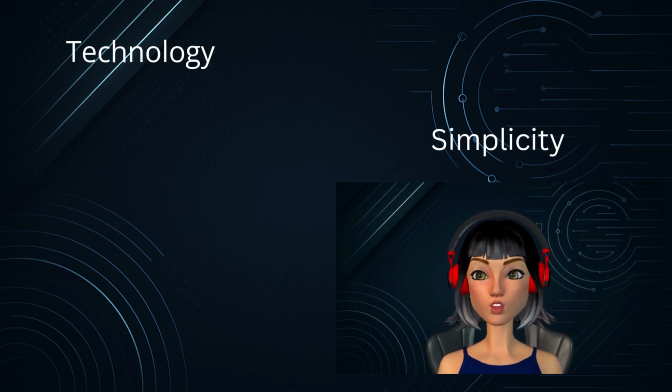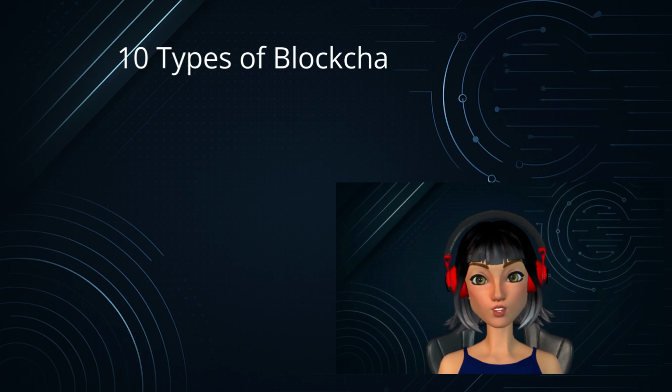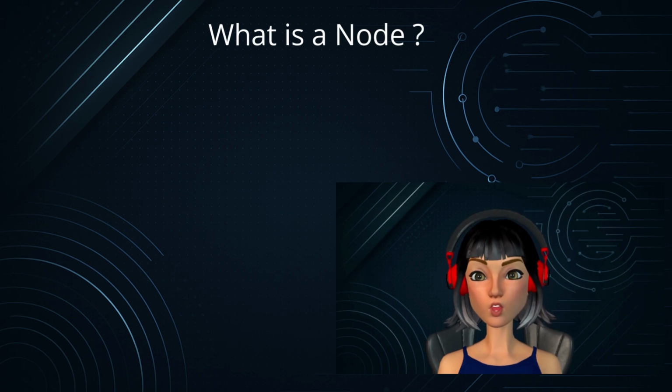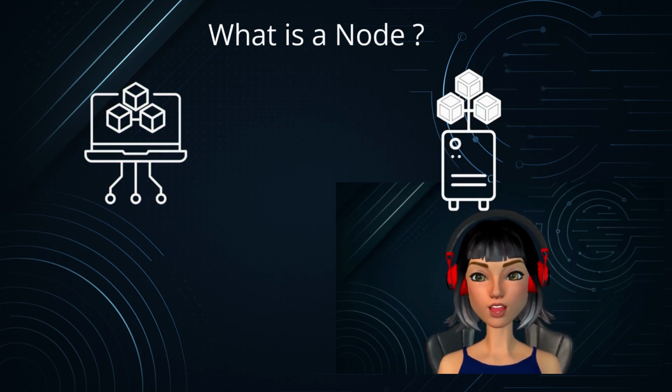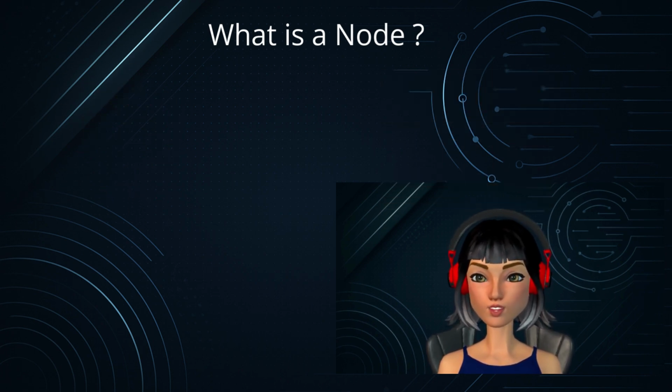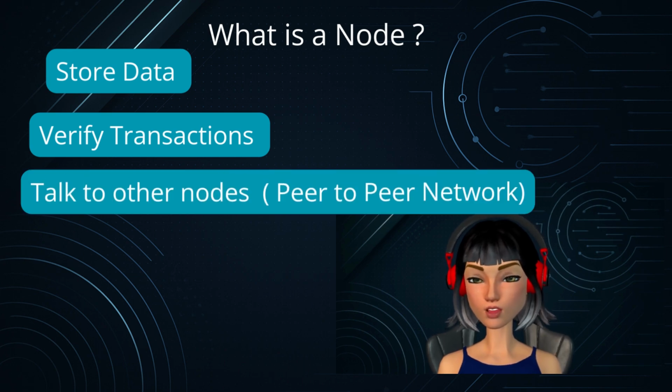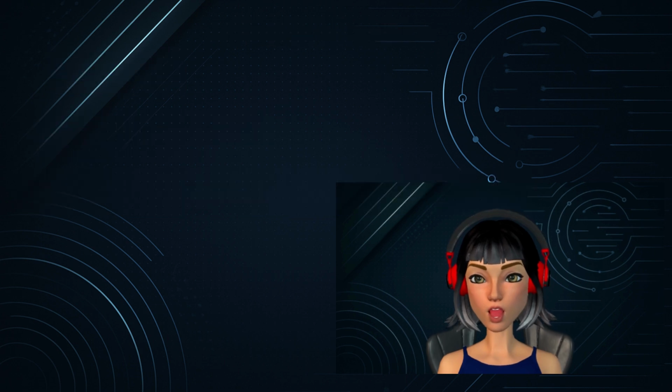Today, let's break down 10 main types of blockchain nodes you should know. So, what exactly is a node? In simple terms, a node is any computer or device connected to the blockchain. These participants store data, verify transactions, and talk to other nodes. Put together, they keep the blockchain decentralized, secure, and always running.